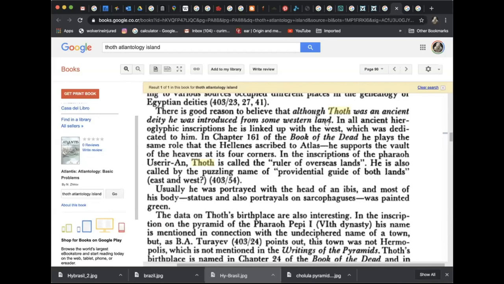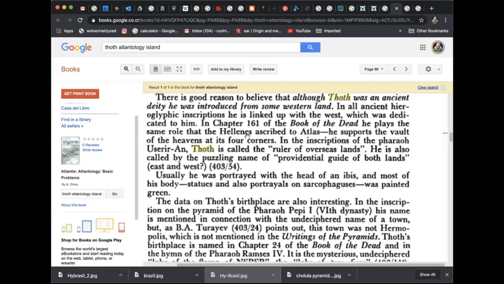All right, a lot of these Pan-Africans don't even read these things, don't even know or correlate this. All right, it's all over there. Which was dedicated to him. The West was dedicated to him. In chapter 161 of the Book of the Dead, he plays the same role that the Hellenes ascribed to Atlas. All right, we have the Book of the Dead. We're going to go into this. So he's the same as Atlas.